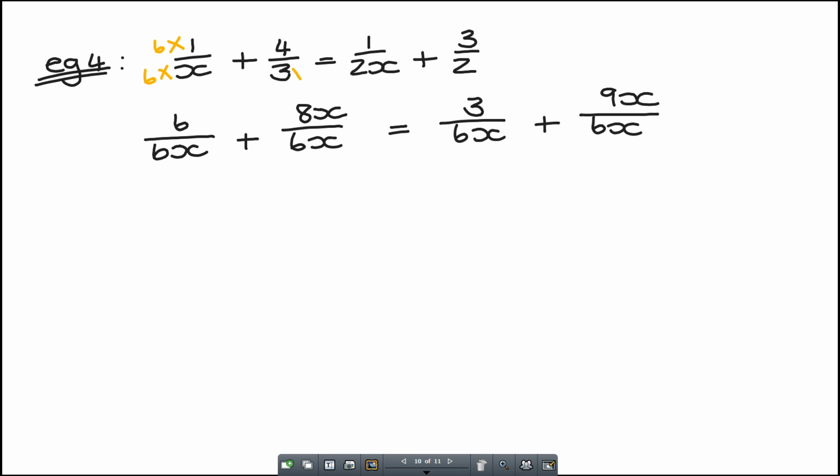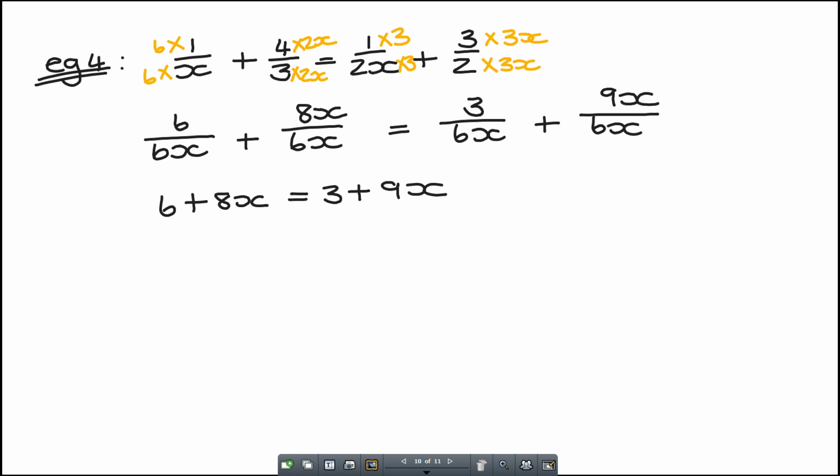Over here, I had to multiply with 2x, so I do it at the top. And that's how I get the 8x. Over here, we multiply with 3, so do it at the top. That's how I get the 3 over 6x. And last one, I had to multiply with 3x. So that's how I get 9x. Now denominators are all the same, so we only look at the top. So 6 plus 8x is equal to 3 plus 9x.